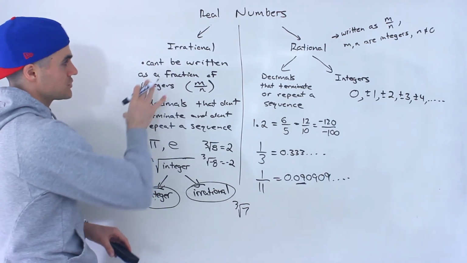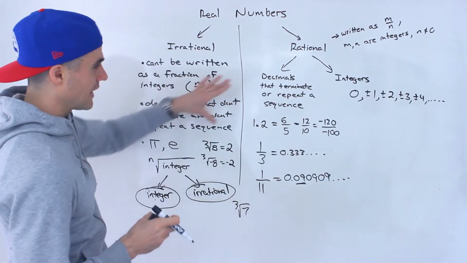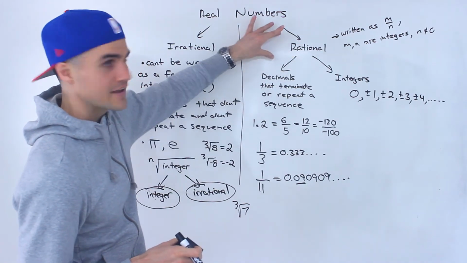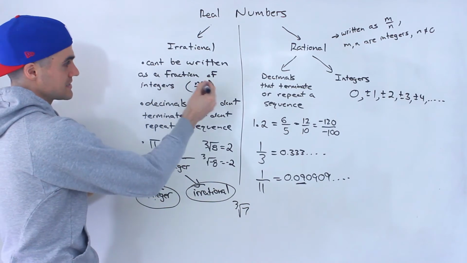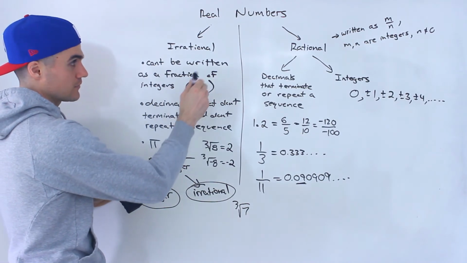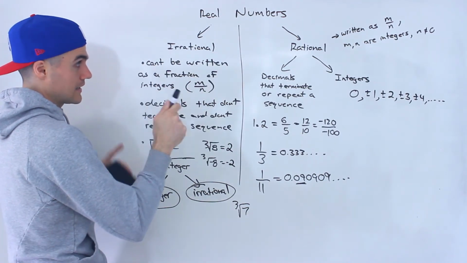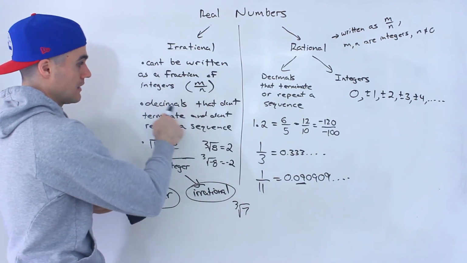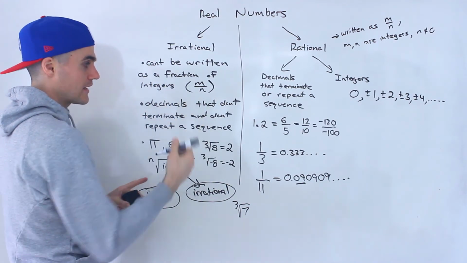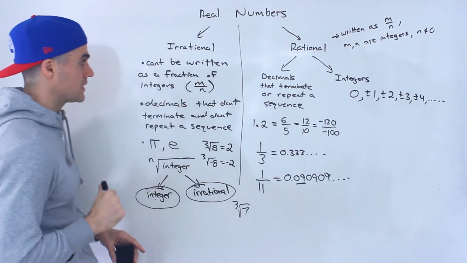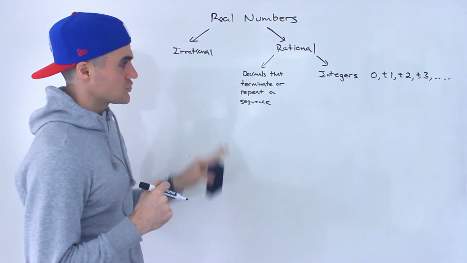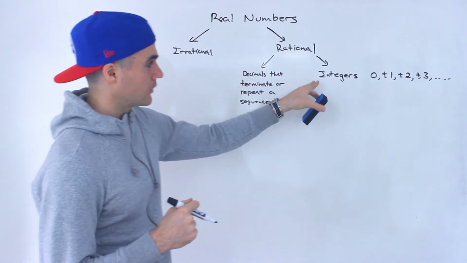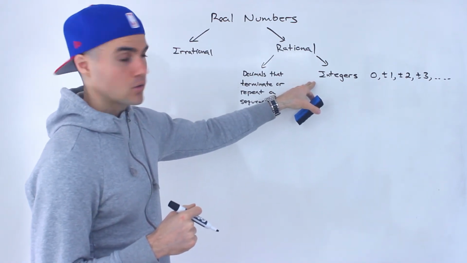All right, so irrational numbers, the descriptions aren't as nice, in my opinion, as rational numbers, but what you want to remember is that an irrational number basically can't be written as a fraction of integers, m over n, and it's basically any decimal that doesn't terminate and doesn't repeat a sequence. So then, continuing on with the classifications from that high-level diagram, we're now going to go into more detail with the integers.